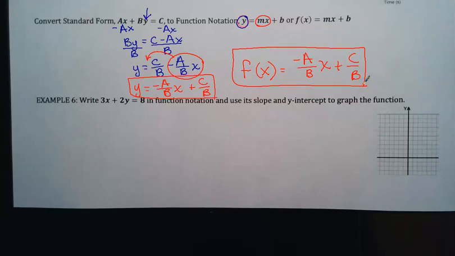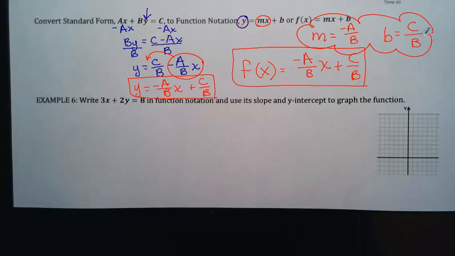Very nice. The cool thing from this that you can tell then is that your slope is equivalent to negative a over b, and your y-intercept b is equal to c over b. So once you have that, those are good conclusions that you can draw, right? Because there's the slope and there's the y-intercept.